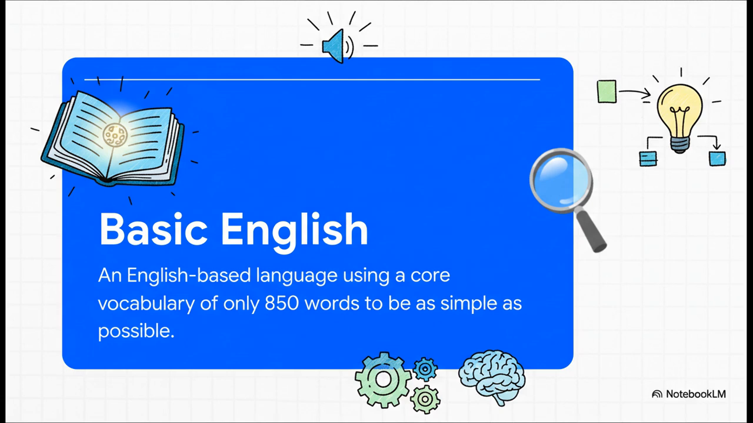So, get this. Basic English is a whole system. It's a version of English that was intentionally simplified to be built on a foundation of just 850 core words. And it's not dumbed down English, not at all. Think of it more like distilled English. It's designed for maximum clarity with the least amount of complexity.